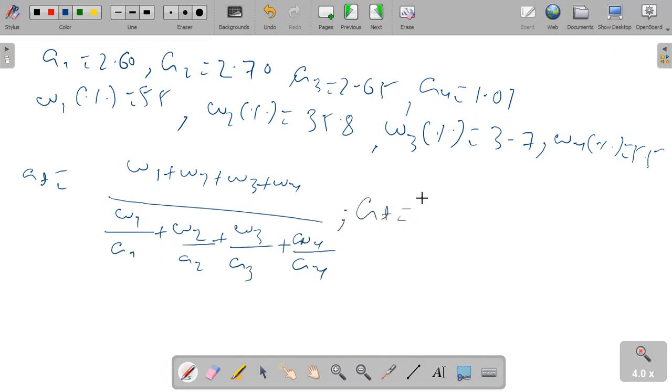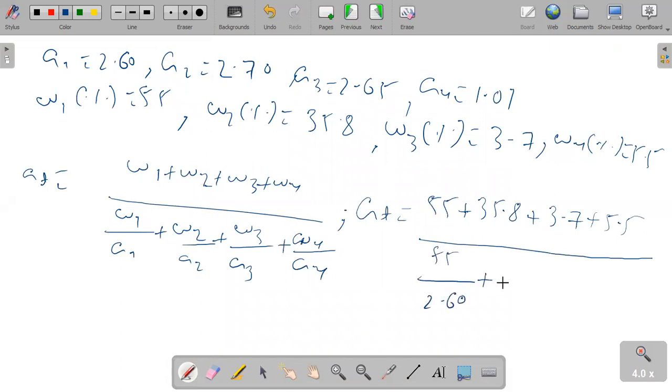Okay, so GT is equal to W1, W2, W3, W4, add all of these things, that is 55 plus 35.8 plus 3.7 plus 5.5, upon 55 divided by G1, 55 by 2.60, plus 35.8 divided by 2.70, plus 3.7 divided by 2.65, plus 5.5 divided by 1.01.